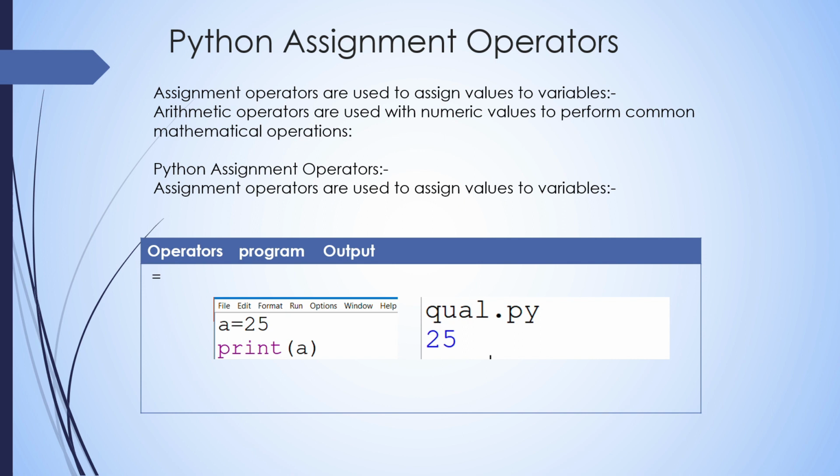So today we are going to see the next part of operator, that is assignment operator in Python. So let's take a look. What is assignment operator? Assignment operators are used to assign values to the variables. These are the operators that are used to perform the operation for assigning the value to the variables.